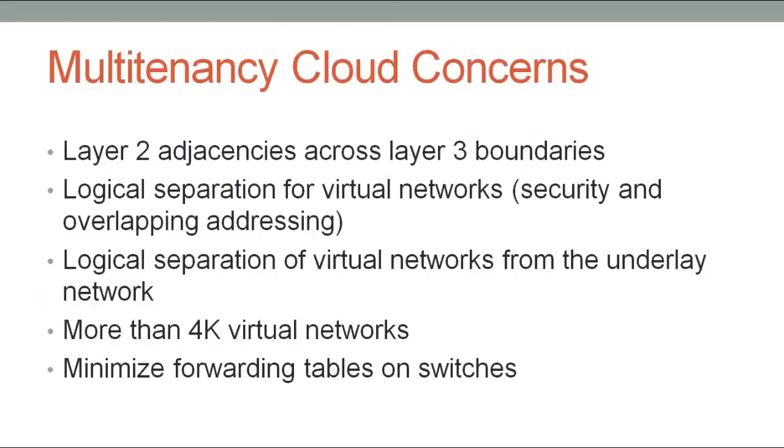Let's quickly summarize the highlighted issues. Tenants require Layer 2 adjacency across Layer 3 boundaries. Tenants require a logical separation of traffic between virtual networks for security and to support overlapping addressing amongst tenants. There needs to be a logical separation of virtual networks used by tenants from the physical underlay network. Support is needed for many virtual networks, more than the 4,000 that traditional 802.1q VLANs permit. And forwarding tables are getting large due to the high number of virtual machines.